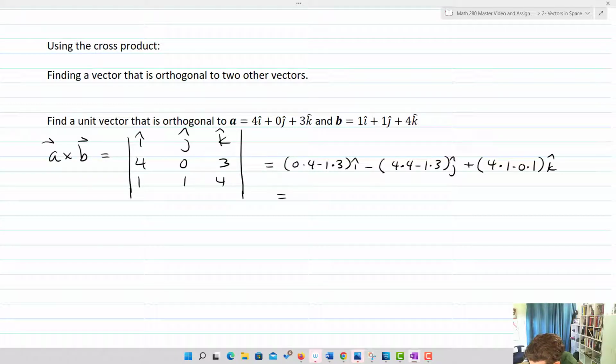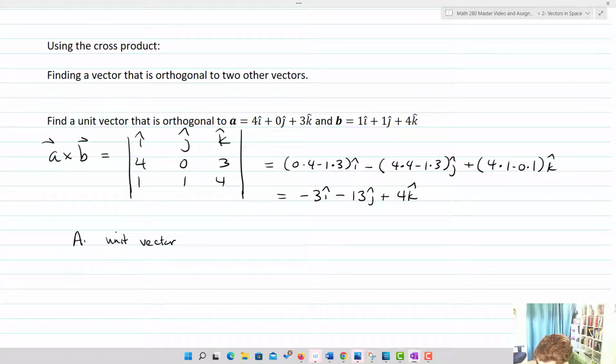And so this ends up equaling negative 3i minus 13j plus 4k. All right, so that's the vector A cross B. Now, we know that that's going to be orthogonal to both A and B by the definition of our cross product. That's what the cross product is. It generates orthogonal vectors. Now we need to make it unit. A unit vector is generated by dividing the vector by its magnitude. So we're going to take A cross B and divide it by the magnitude of A cross B.